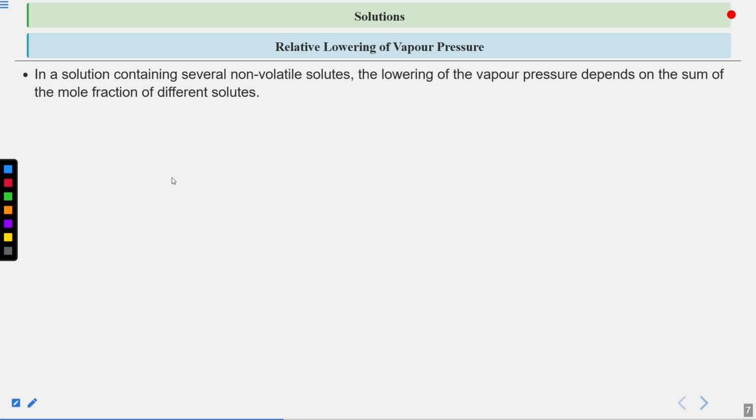Now, in a solution which contains numerous non-volatile solutes, the lowering of vapor pressure is the sum of the mole fractions of the different solutes. This can be written as delta P1 by P1 naught equal to chi2. Here the term on the left hand side, delta P1 by P1 naught, is the relative lowering, because the upper one is the lowering and we are calculating it with respect to the pure solvent. For that reason, we call this term the relative lowering, and it is equal to the mole fraction of the non-volatile solute we have added to the solvent.